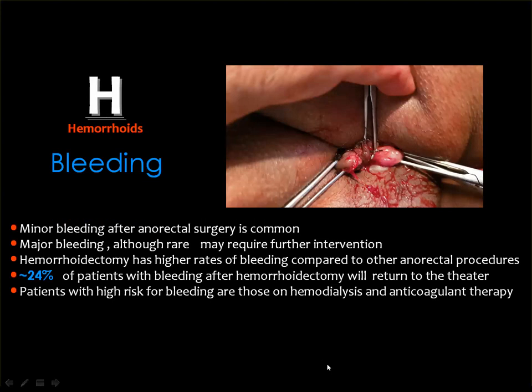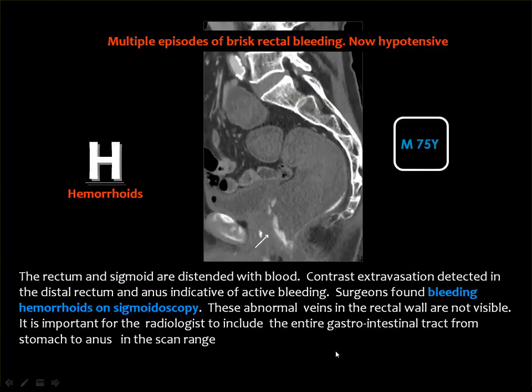Then the second complication is bleeding, and minor bleeding is expected in any anorectal surgery. Major bleeding is rare, and hemorrhoidectomy has higher rates of bleeding compared to other anorectal procedures. About 24% of patients with bleeding after hemorrhoid surgery will go back to the operating room for another intervention. The patients who are at risk of bleeding are those on hemodialysis and those who are receiving anticoagulant therapy.